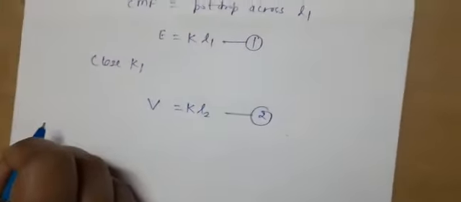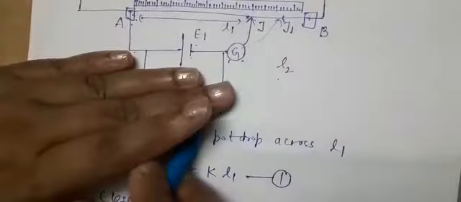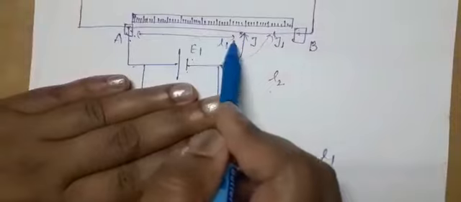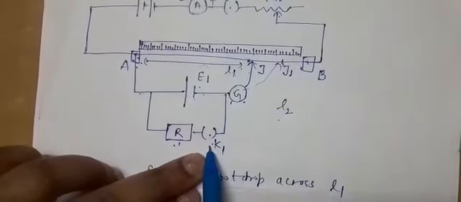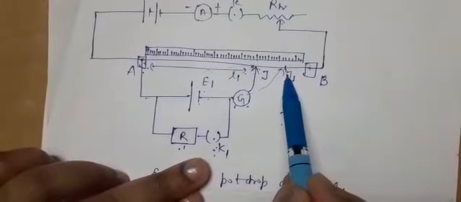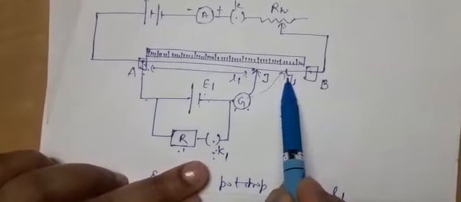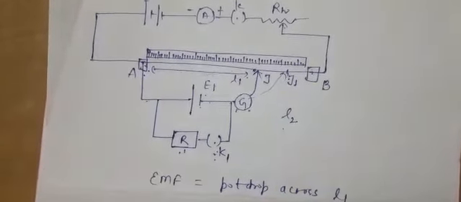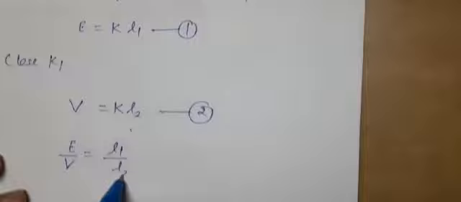So this is a simple step. First of all, when this key is not closed, the potential drop developed across this length will be equal to the EMF. When this key K1 is closed, the potential drop across the increased total length, that is L2, will be equal to KL2. Correspondingly, now we will take the ratio E upon V. This will be L1 upon L2.